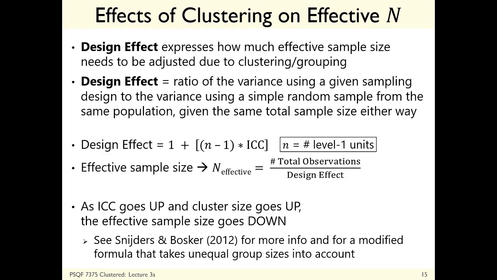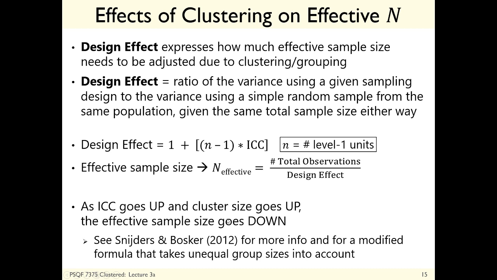One of the things that you can use intraclass correlation for is power analysis in clustered samples. Intraclass correlation contributes to something that is known as a design effect. The formal definition of this is the ratio of the variance using a given sampling design to the variance using a simple random sample from the same population given the same total sample size either way. Less formally, the design effect is how screwed you are by getting a clustered sample for your power. That's the easiest way to think about it, because that's what happens.